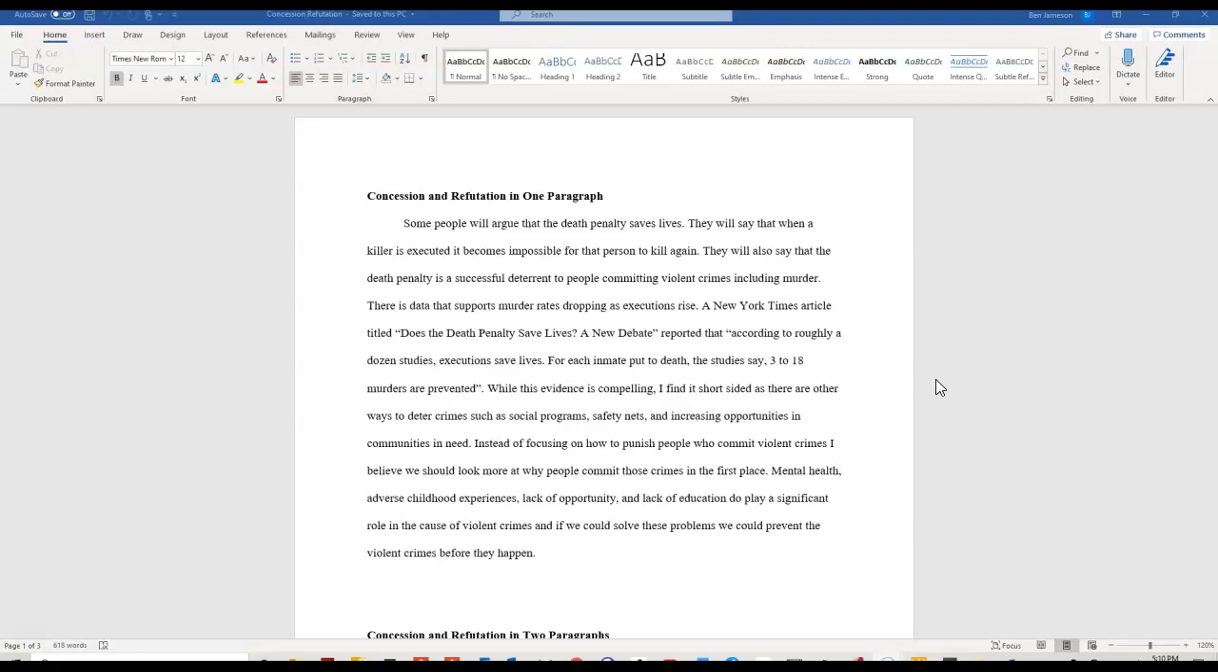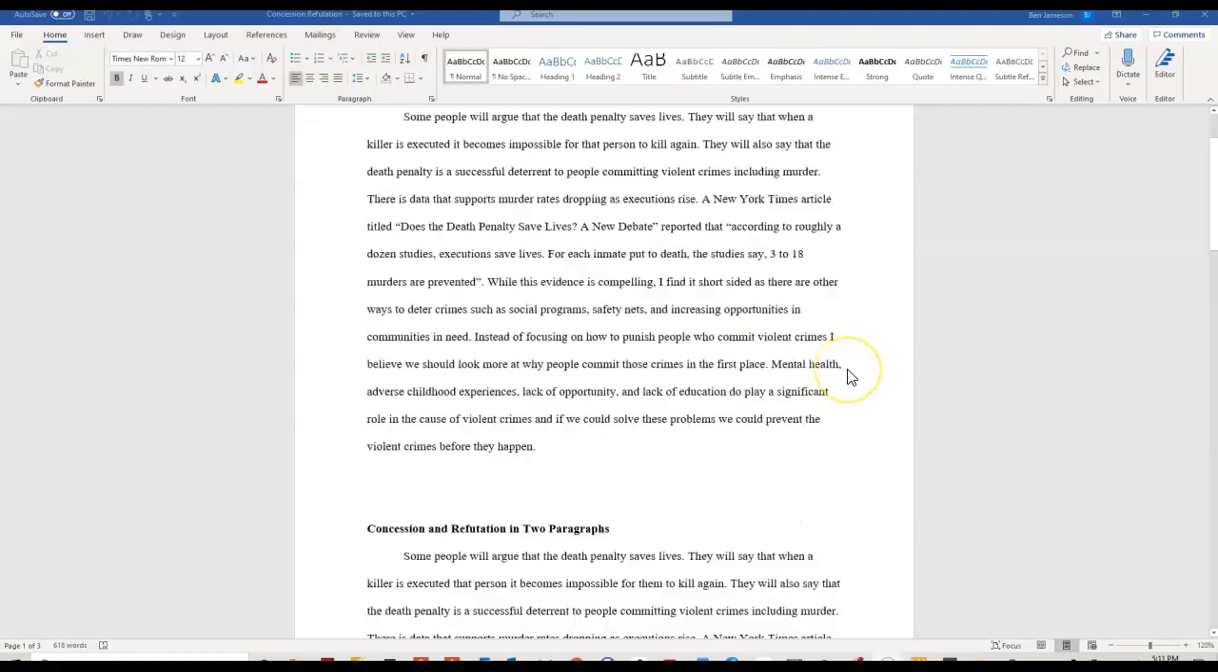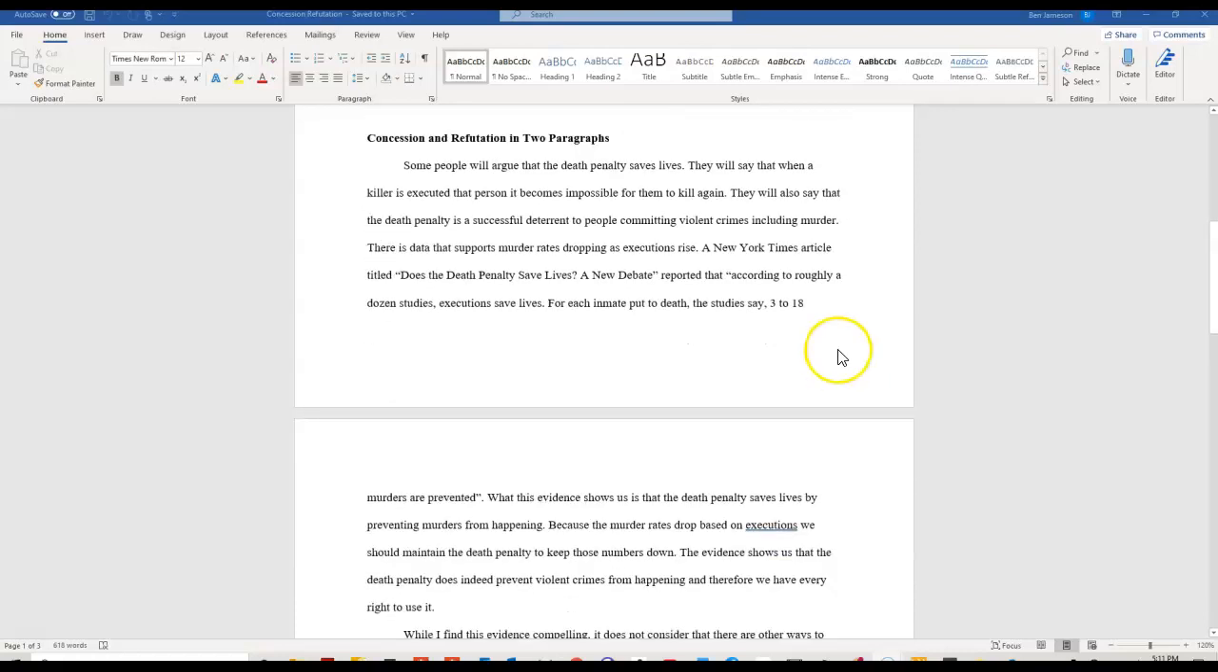So there's the concession and refutation all in one paragraph. I spend the first half of the paragraph highlighting a point that runs contrary to my own, and then after I deliver the evidence that proves that point has some validity, instead of using my analysis to explain why that evidence shows the point is true, I use my analysis to explain why I believe that evidence is faulty, that the point has flaws, and that my position is indeed correct.